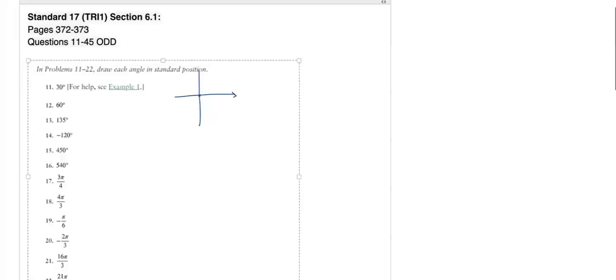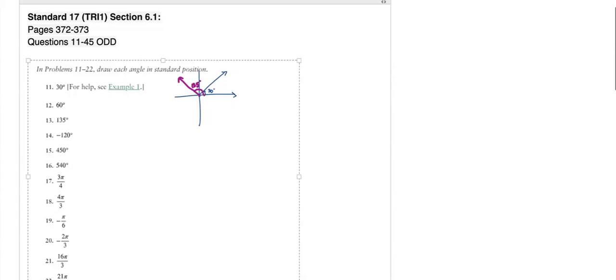Now, when the angle is positive, that means you are going in the counterclockwise direction. So you're starting with this initial side, and then you're going to move to 30 degrees like so, and you end here. This angle is 30 degrees. It is positive and it is going counterclockwise. Then 135 degrees. 135 is 90 plus 45. So this angle is going to travel to 90 and then go another 45 degrees, which puts it in the second quadrant, and that is 135 degrees.